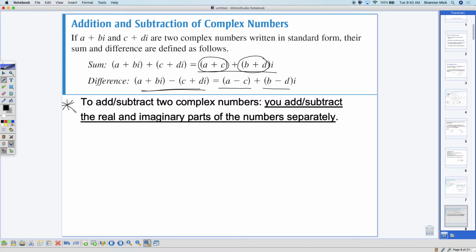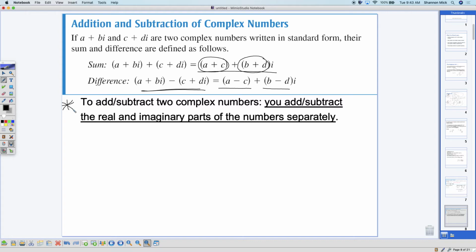Or you can write their definition if you like that. I like where you just add the real, you add the imaginary, and you're done. Wait, what was your definition? My definition is right here. You add or subtract the real and the imaginary parts of the number separately. Real go with real, and imaginary go with imaginary. Combine your like terms, guys. That's all it is.